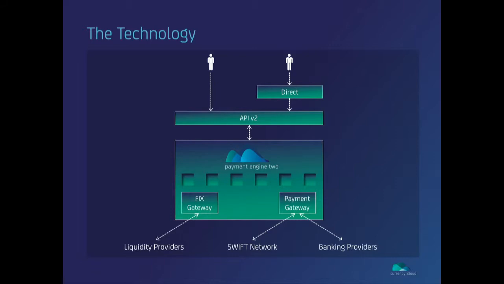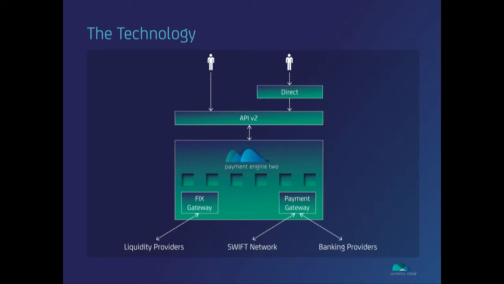So this is a simplified diagram showing our application and services layer of our system. All of the heavy lifting is done by the services that make up Payment Engine 2. So these services include compliance, reporting, balances, transactions. Everything that's available through our API has a service inside of our payment engine.